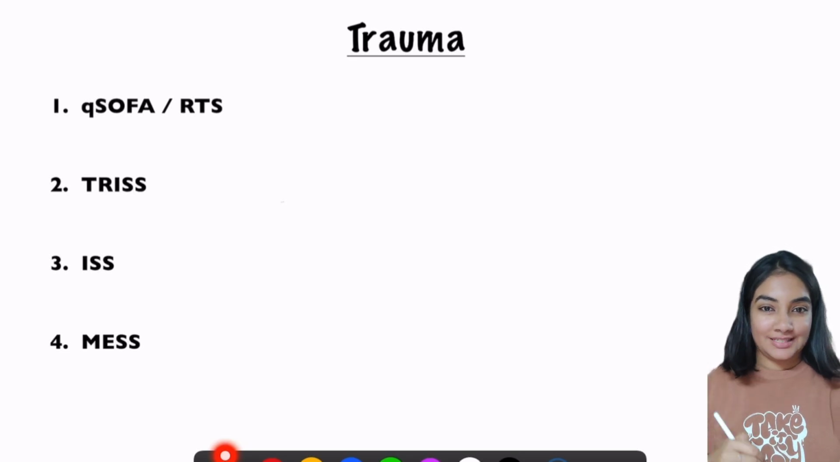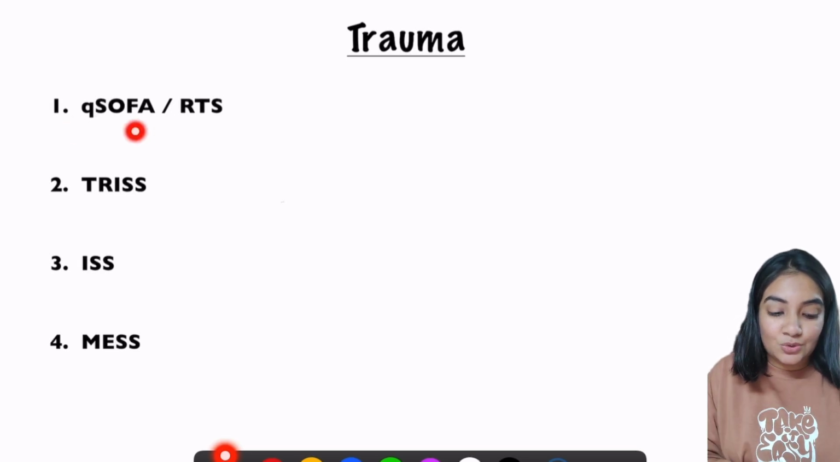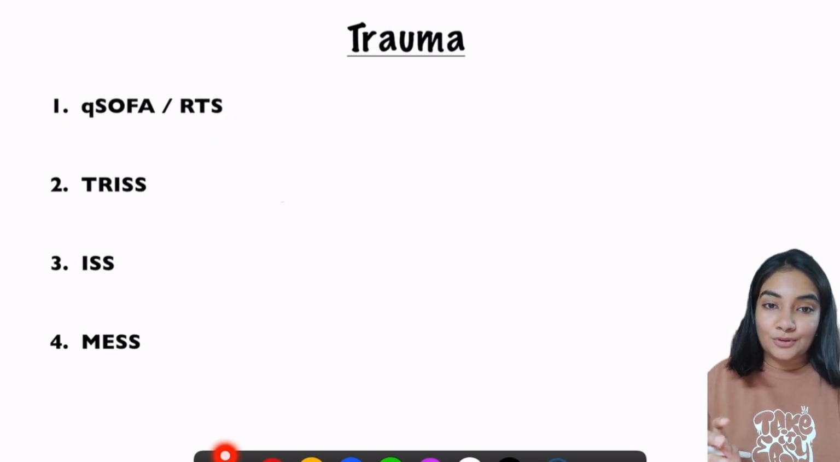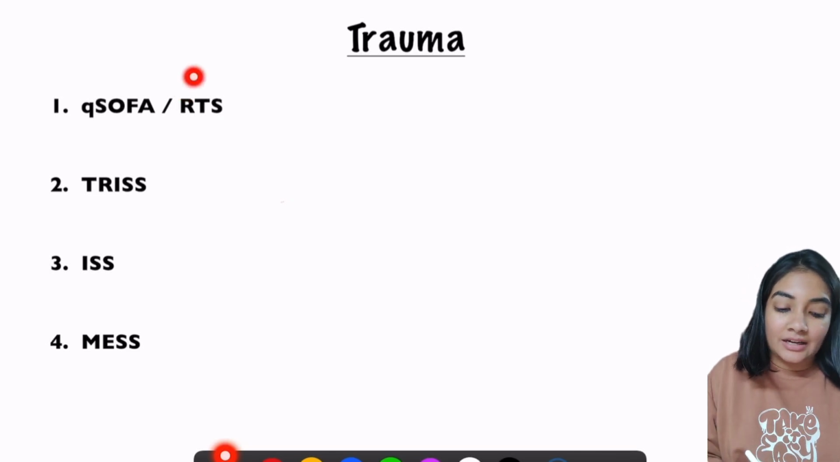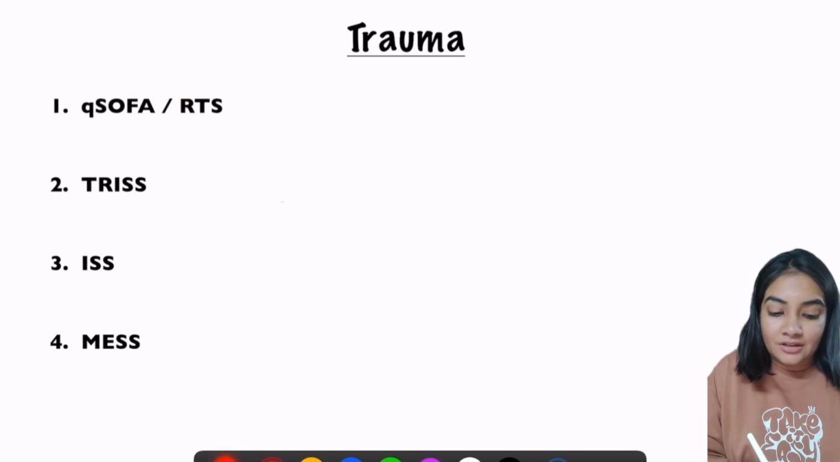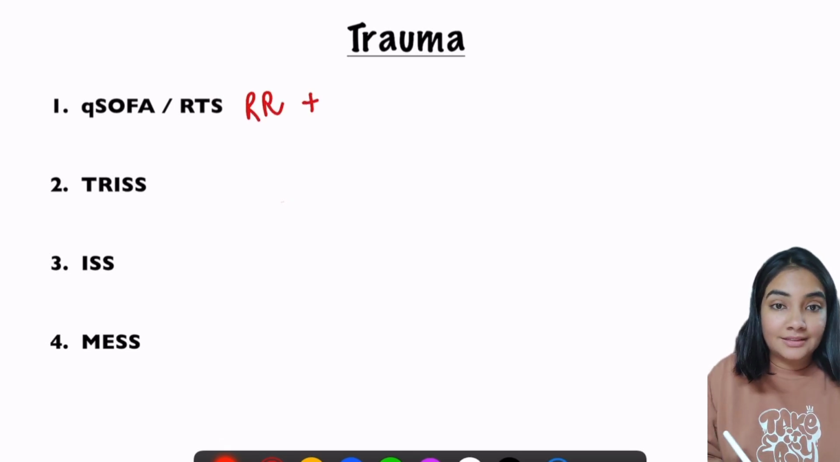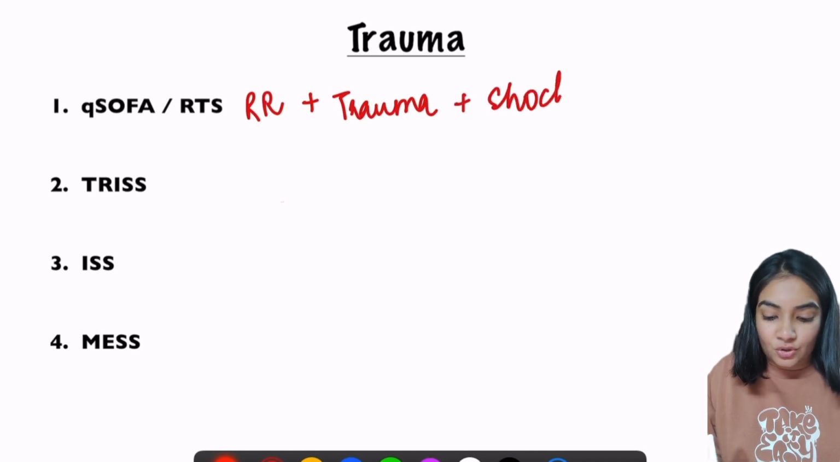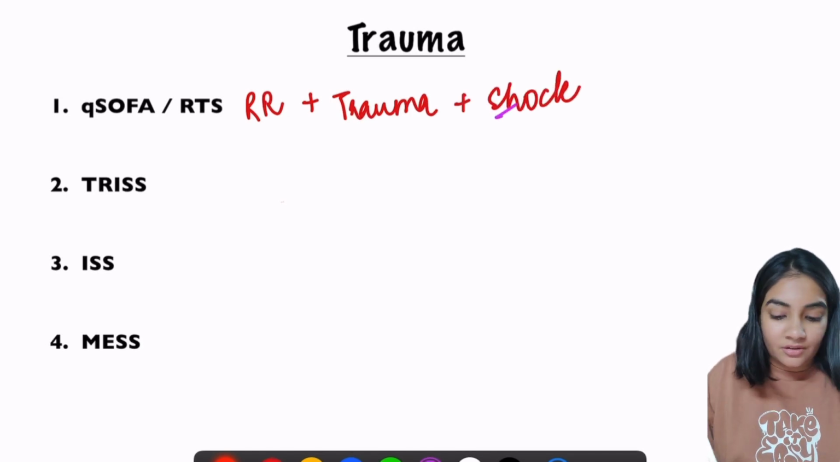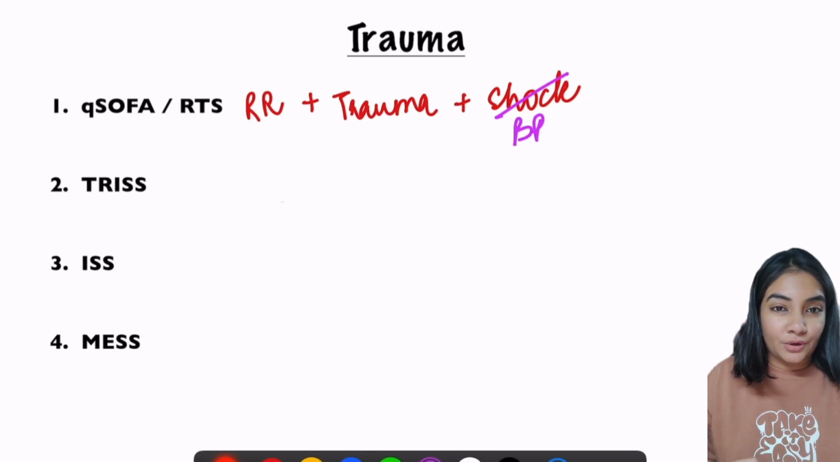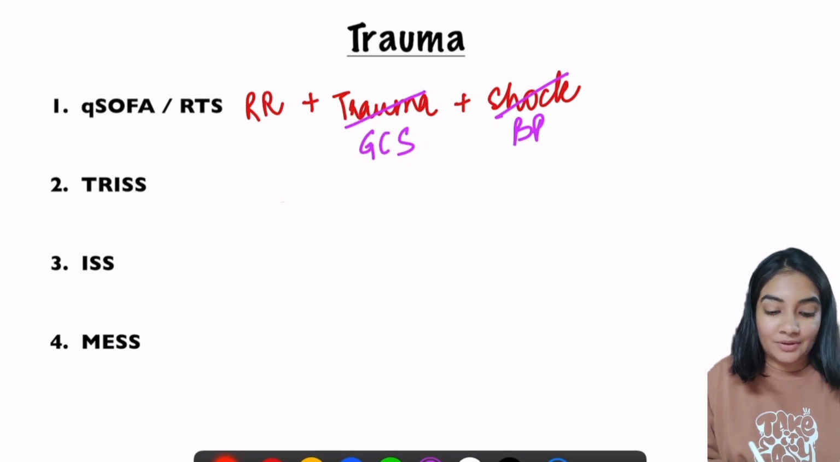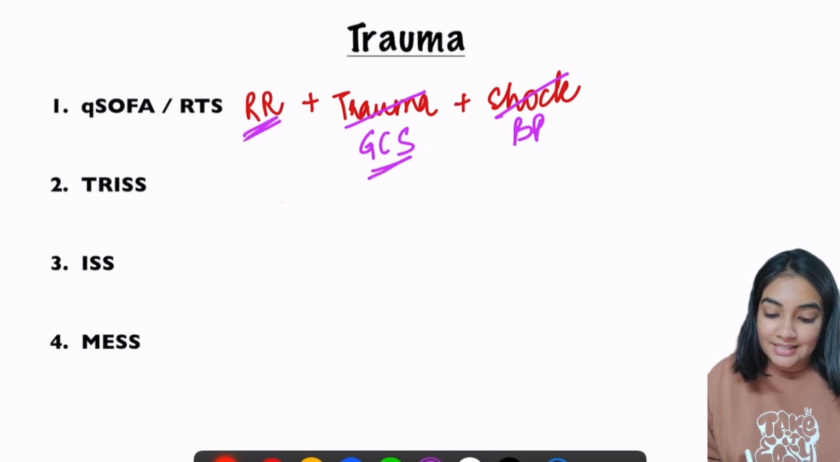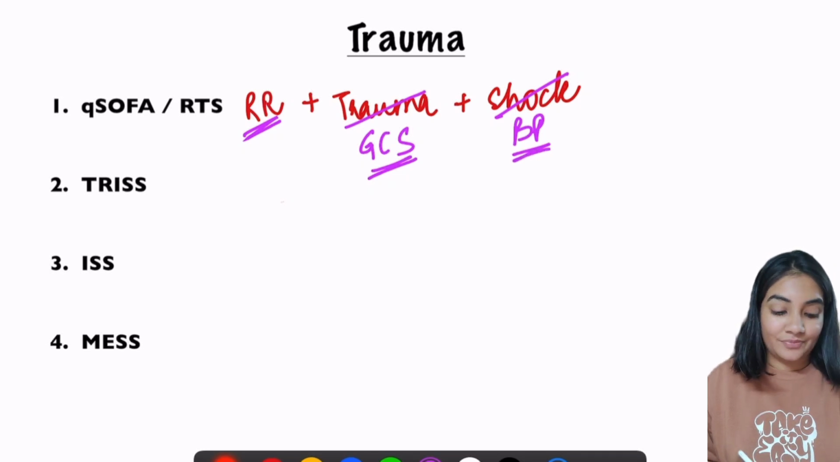We just need to know the components here and we'll derive them from the name itself. Let's see how. First, QSOFA or revised trauma score. Both of them have the same components, that is R, T and S. R for respiratory rate, T for trauma and S for shock. What do we measure in shock? BP. What is the most common trauma score? Glasgow Coma score, right? So QSOFA score, you remember respiratory rate, GCS and BP, three components.